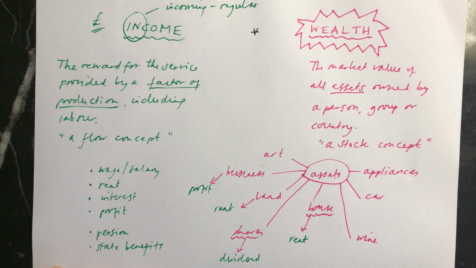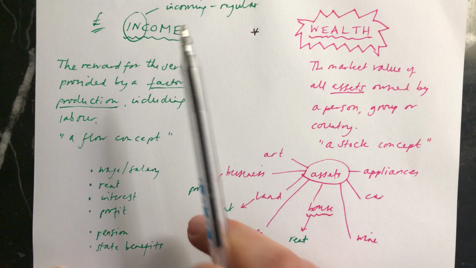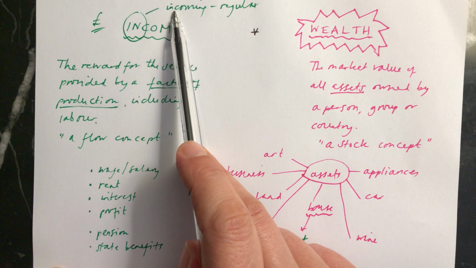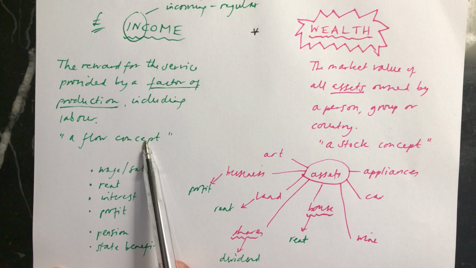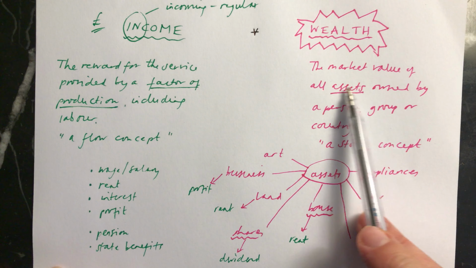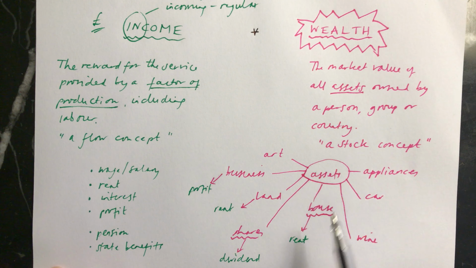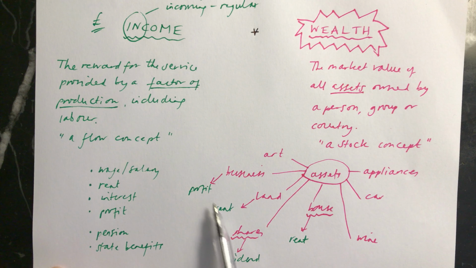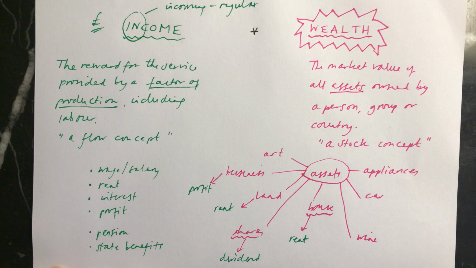So the summary of all of this is that income is something that's coming in regularly, and we say that this is a flow concept, it's flowing to you regularly. And wealth is where you hold an asset. And if you hold assets, very often you can make income from the asset. And in the next videos, I'll explain in more detail about each of these.